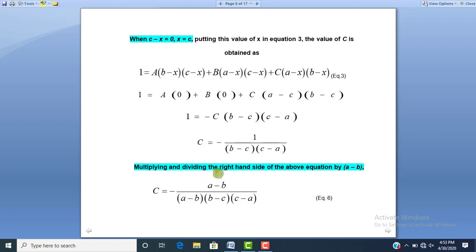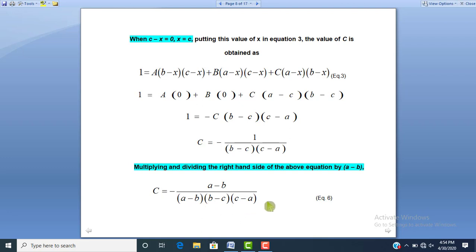Similarly, we will multiply and divide the right hand side with a minus b. By multiplying and dividing the right hand side with a minus b, we obtained equation number 6. So equation 6 became c is equal to minus (a minus b) divided by (a minus b) into (b minus c) into (c minus a).